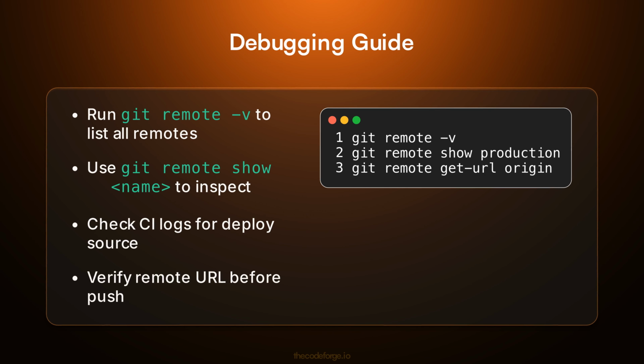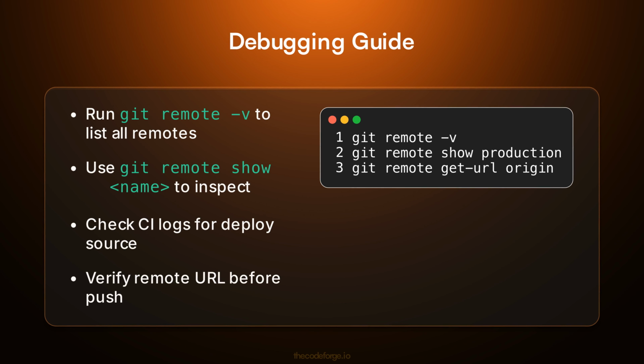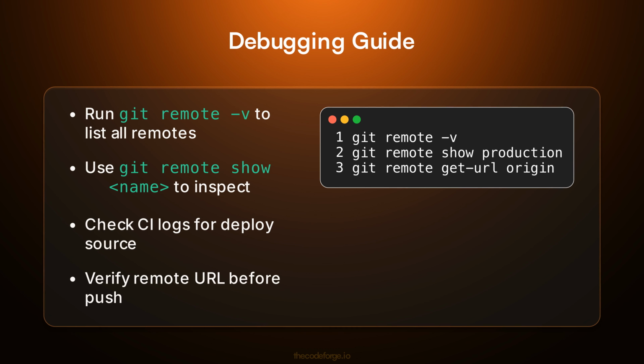When debugging a remote misconfiguration, start by listing all remotes with Git Remote v. Use Git Remote show production to see details like fetch and push URLs. Check CI/CD logs to see which remote triggered the deploy. Always verify the remote URL before pushing.